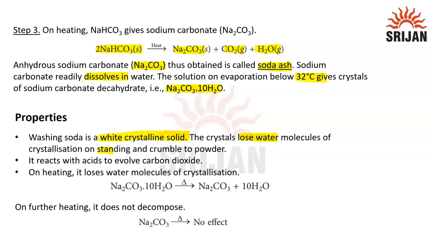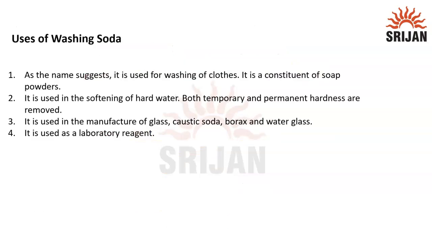Here are some of the properties. It is a white crystalline solid and it loses water molecules on standing and crumbles to powder. It reacts with acid to evolve carbon dioxide. Why? Because it is a sodium metal carbonate, and whenever it reacts with acid, it will form salt along with water and carbon dioxide gas. On heating, it loses the water molecules of crystallization, which are these .10H2O. On further heating, Na2CO3 doesn't decompose, no effect will be there.